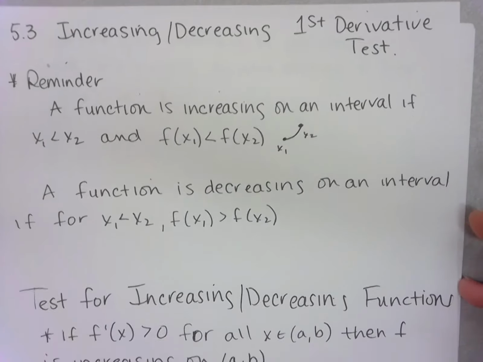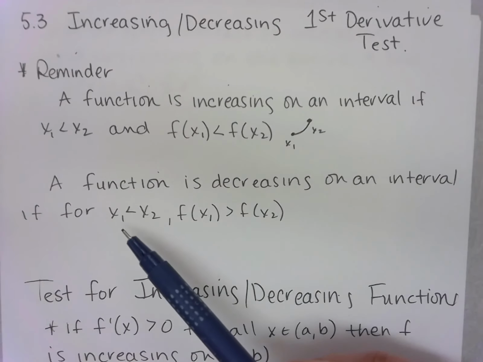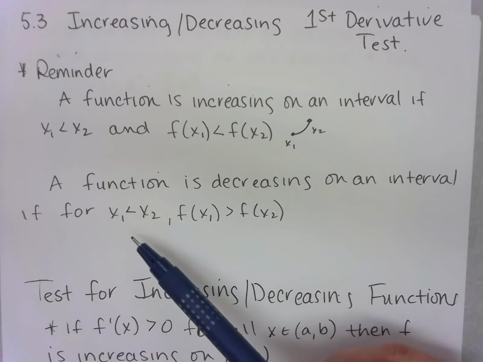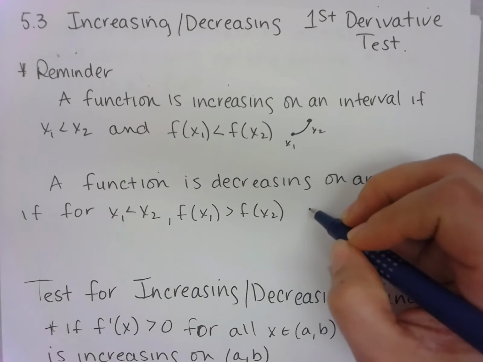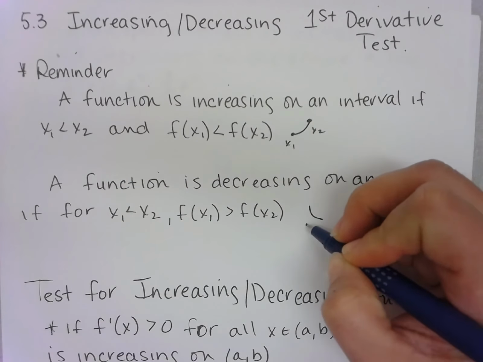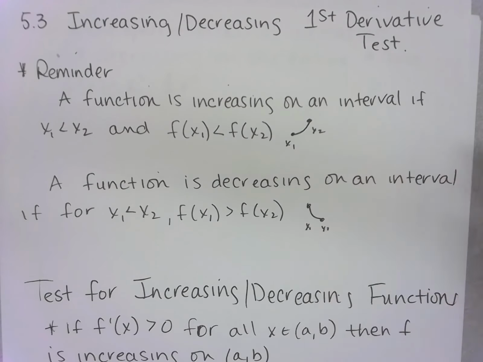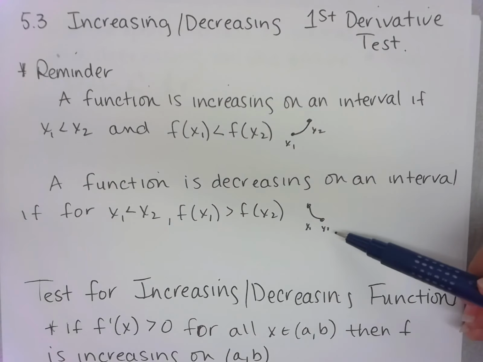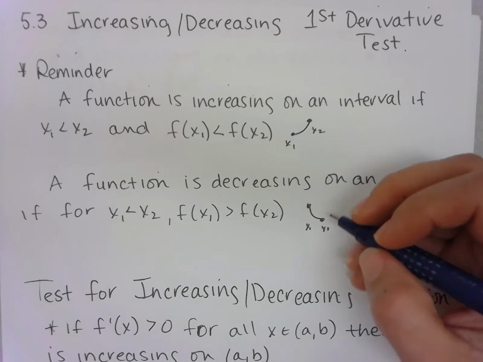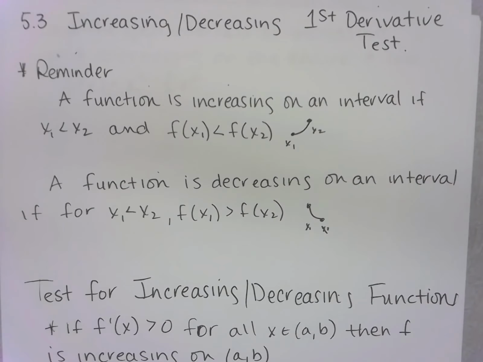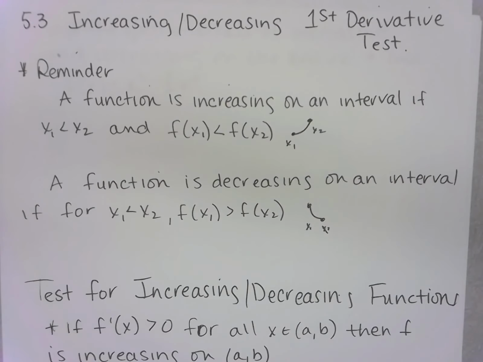And a function is decreasing in the opposite direction. So x1 and x2 still left to right, but this time my picture looks like this, where this is x1, this is x2, so my value of f of x1 is larger than my value of f of x2. Okay, so that's just a reminder of what it means to be increasing and decreasing.